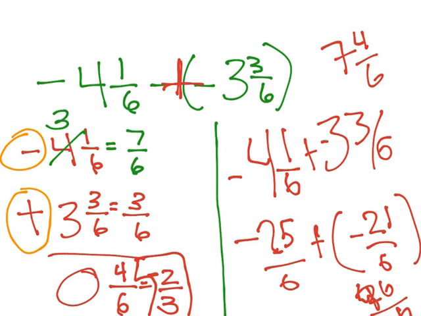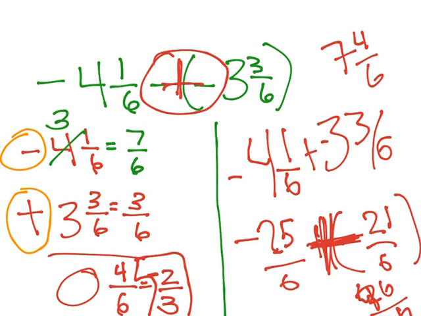So I think the problem here is that when we change these to a plus sign, we have to remember that the two negatives now make a plus. Okay? So the two negatives now make a plus. So we don't need that as a negative 21 anymore. That's just one big plus.